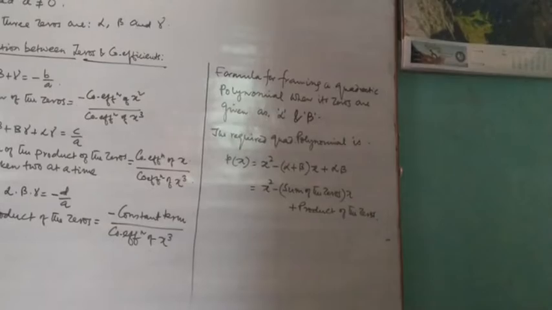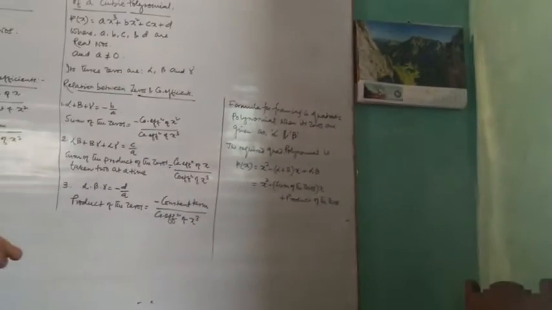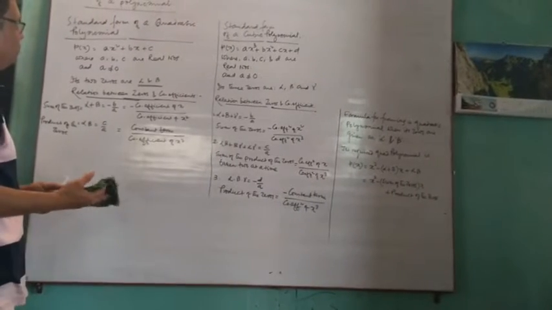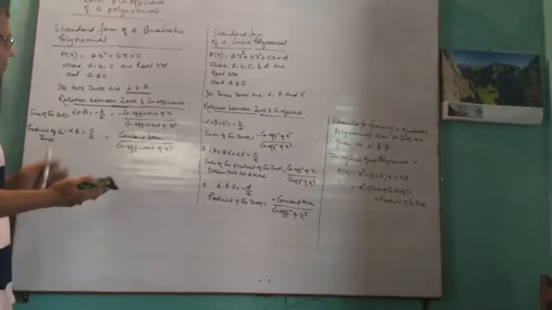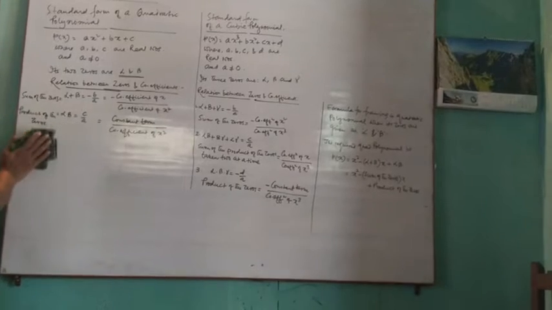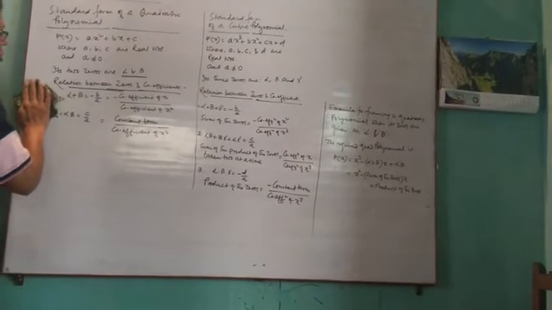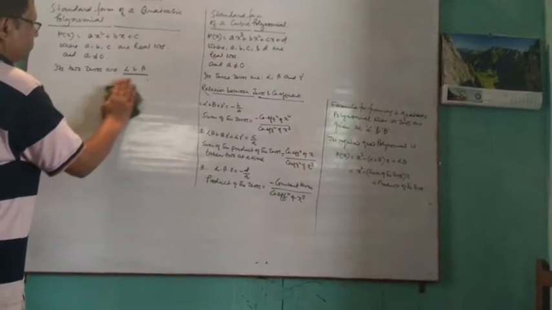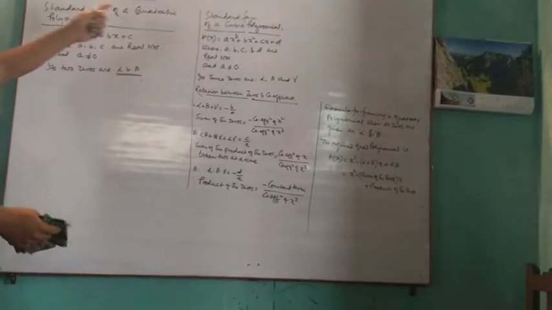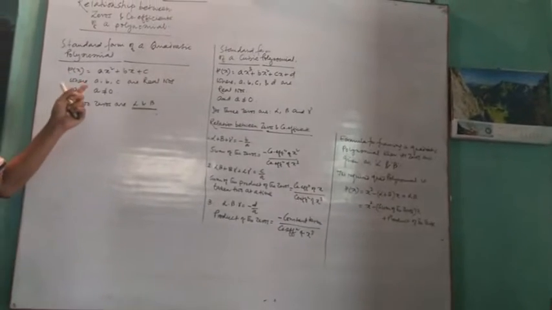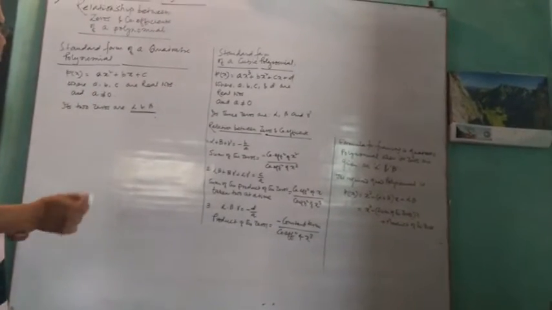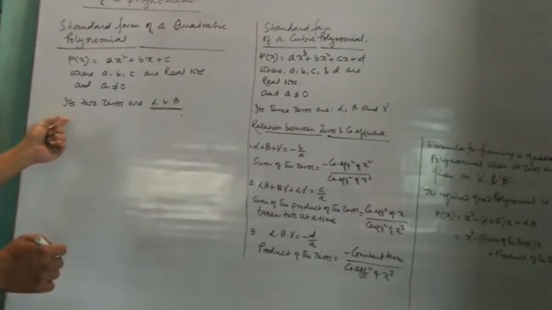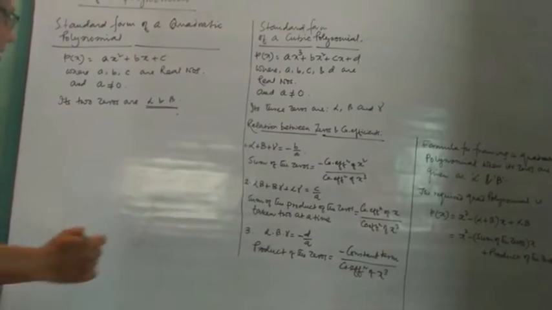Now, before going into details, we will see how this relation of the quadratic polynomial is framed. How we will frame this quadratic polynomial. So, students, pay attention. This is a very important derivation. Standard form of a quadratic polynomial: p(x) equals ax square plus bx plus c, where a, b, c are real numbers and you have to write a not equal to 0. Its two zeros are alpha and beta.